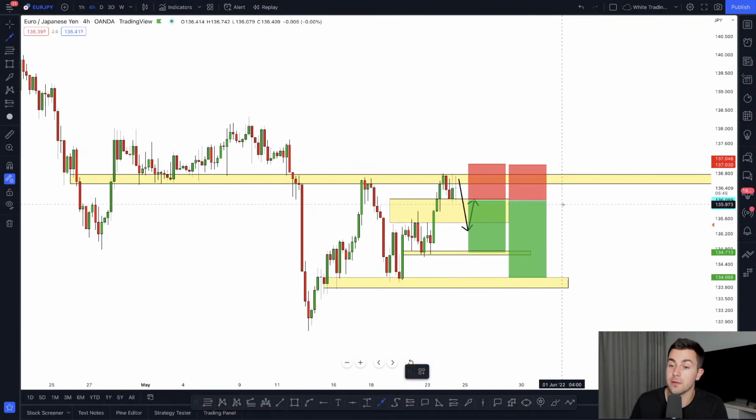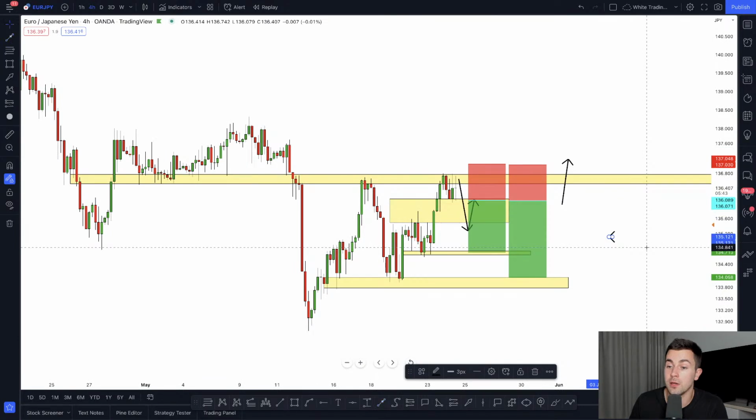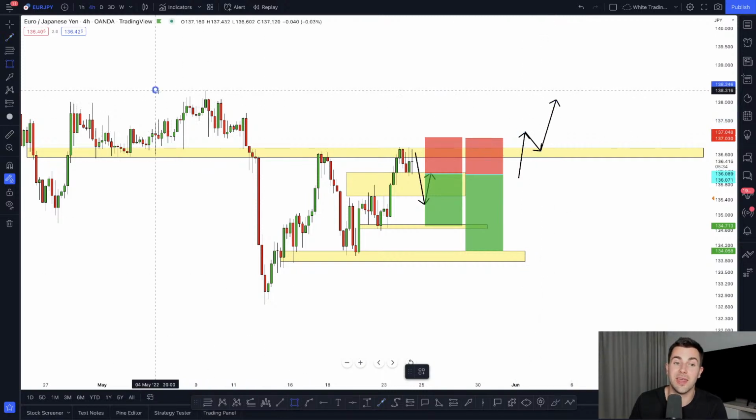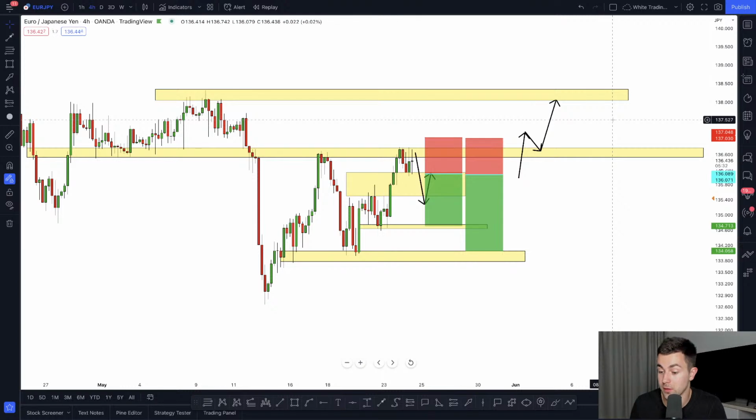If we break that structure to the upside, it will be a very strong bullish clue. And then most likely euro yen will keep growing to that strong resistance. Yes, I hope that it is clear.